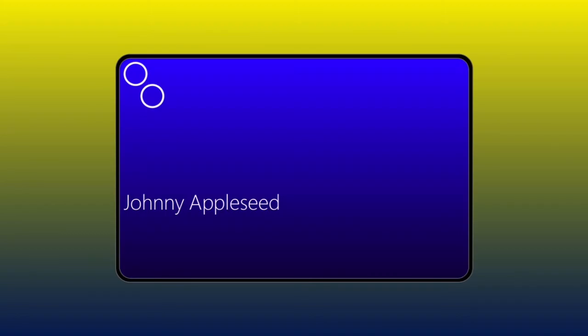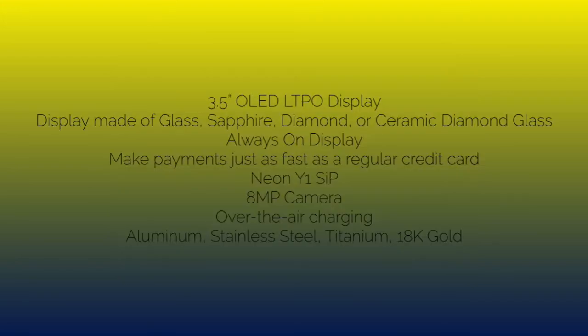And now, number 5. Let's talk about Neon Card. Neon Card is a new chapter for Neon. And let's go ahead and recap every feature and give you pricing as well. So it's a 3.5-inch OLED LTPO display. The display is made of glass, sapphire, diamond, or ceramic diamond glass. As an always-on display, make payments just as fast as a regular credit card. It's the Neon Y1 SIP, an 8-megapixel camera, over-the-air charging, and it's made of aluminum, stainless steel, titanium, or 18-karat gold.